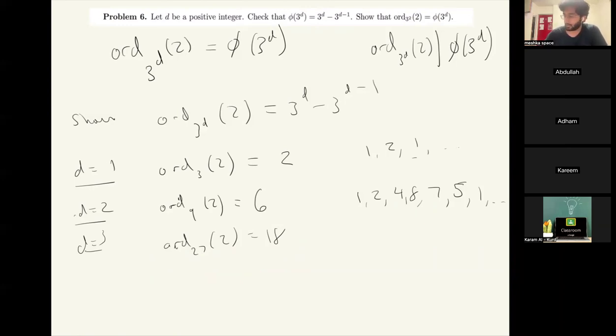One thing we know is that the order, whatever it is, should divide 18, because that's what the totient is. It's 18, so certainly the order is a factor of 18. Can we say anything more?